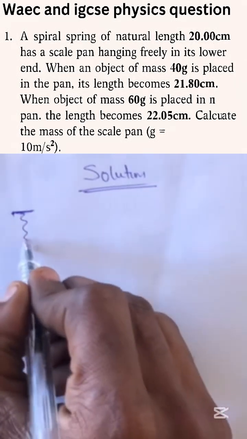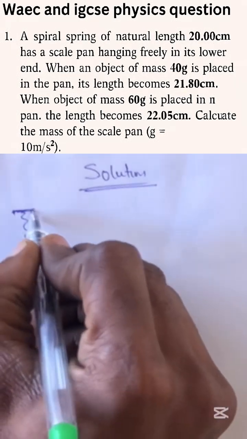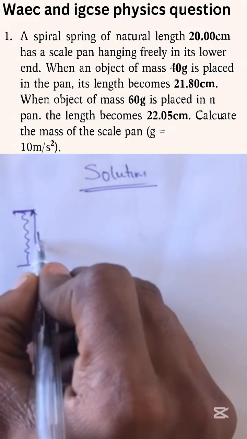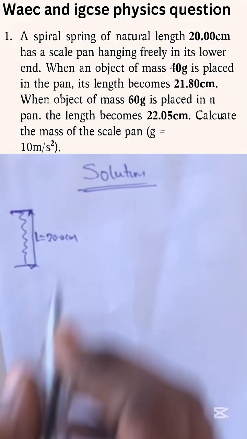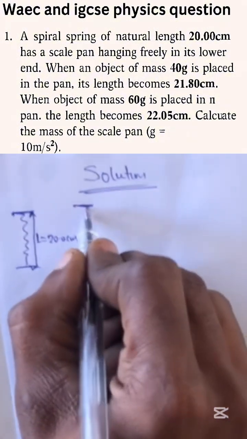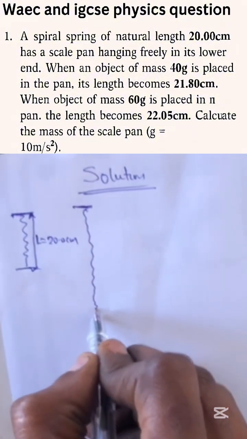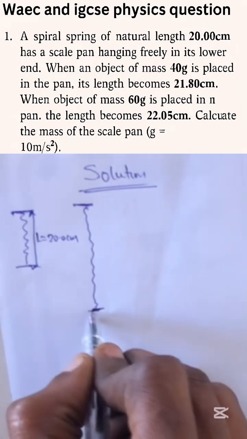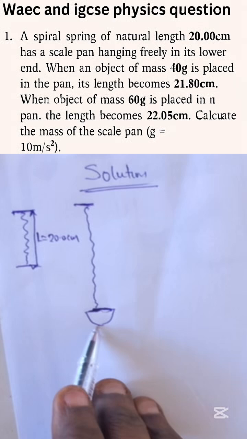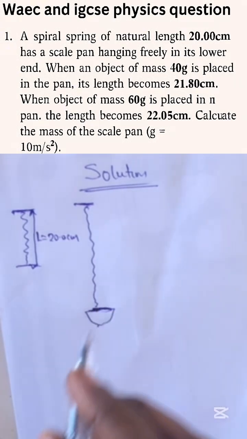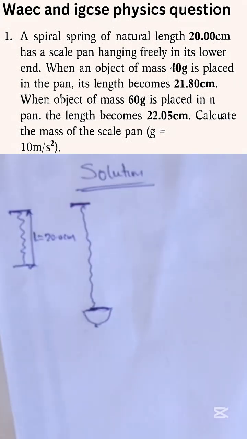The initial length of the spring, L1, is 20.0 centimeters. Now, a scale pan has been attached. When the scale pan was attached, there's supposed to be a length L2 and an extension. That one was not given. We're supposed to have been given the mass of the scale pan, but it was not given. So we should leave that one aside and focus more on the question.